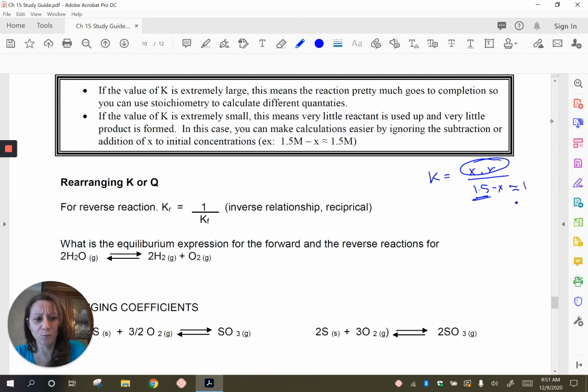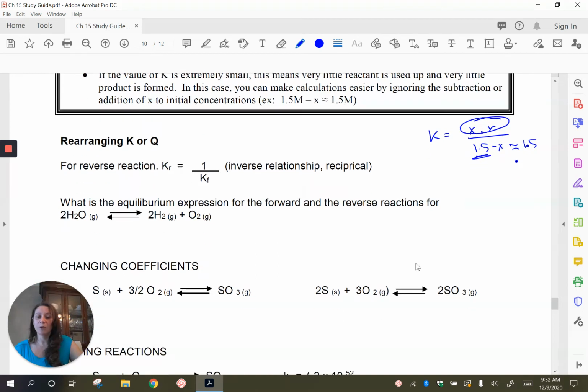So if your K is super, super tiny compared to your initial concentration, so I'd say like 10 to the third difference between them, or 10 to the fourth difference between them, then you can just ignore the minus X here and make your math a little bit easier. If it's pretty easy for you to plug it into your calculator, that's fine. You can keep it as minus X, of course, but if you want your math to be a little bit easier, you could do that if your K is super small. So these are just helpful tips to understand the meaning of K.